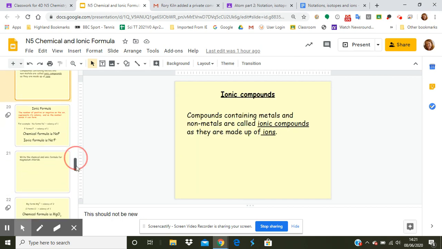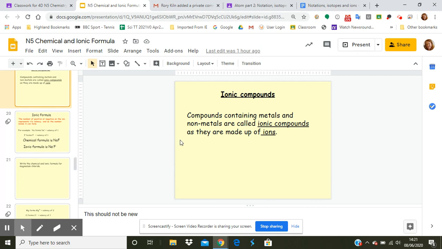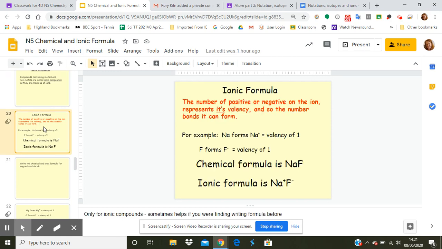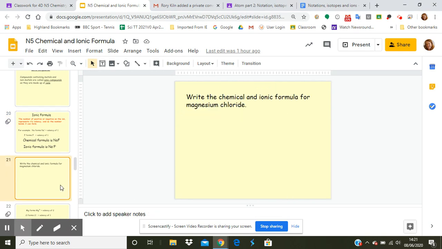Now, you know that ionic compounds are all made up of ions, so everything is an ion. So ionic formula is sometimes slightly easier than writing chemical formula. It's exactly the same, but you put the charges of the ions in there. So let's take an example, magnesium chloride.